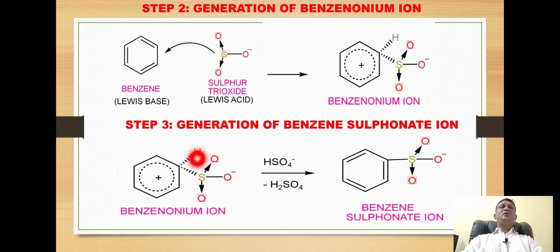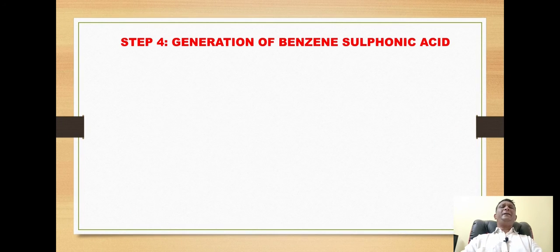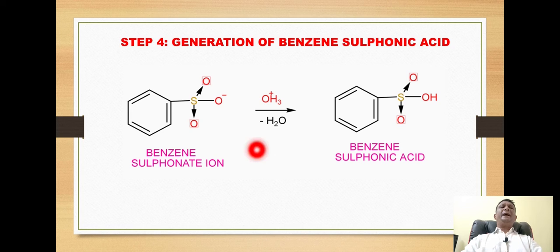So when the hydrogen is transferred over the bisulfate ion, a sulfuric acid molecule is formed, and this loss of proton from the benzenonium ion leads to formation of the benzene sulfonate ion, where there is a negative charge over the oxygen bonded with the sulfur. This benzene sulfonate ion is basic enough and it accepts a proton from the hydronium ion generated in the previous step. So the hydronium ion transfers a proton to the benzene sulfonate ion.